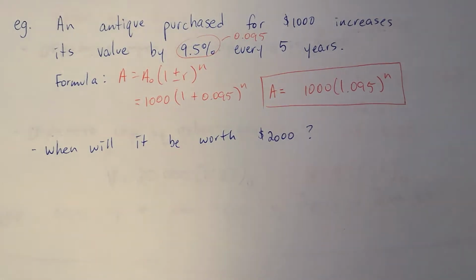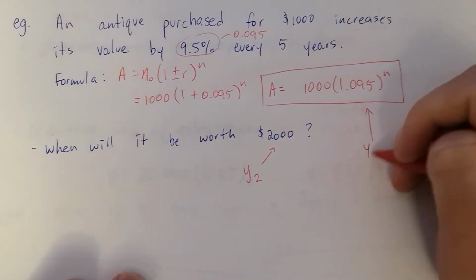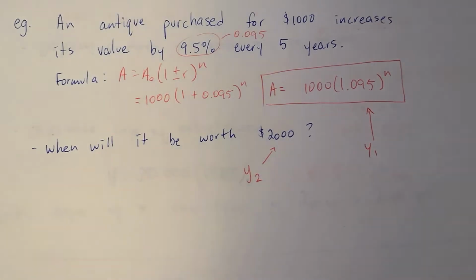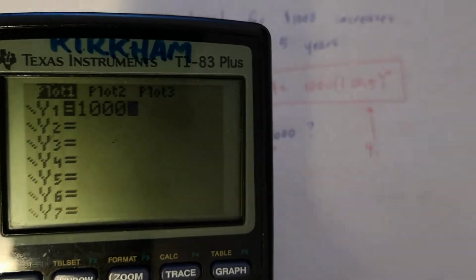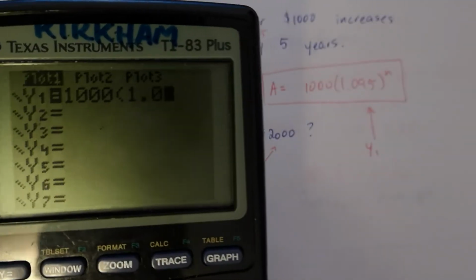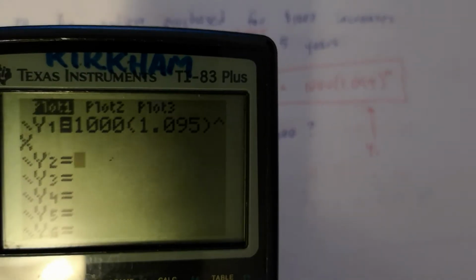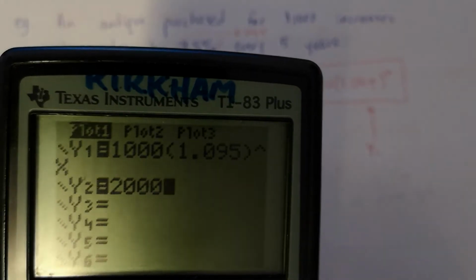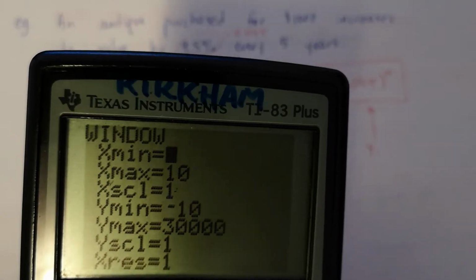So we're going to ask, when is it going to be worth $2,000? Well, that's going to be y2. This is going to be y1. We're finding an x value, a time, so that's going to be an intersect. So I'm hoping everyone's good at that. y1, just put it in, it's 1,000 times 1.095 to the power of x. Okay, y2 is 2,000.